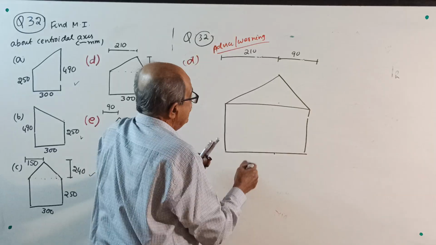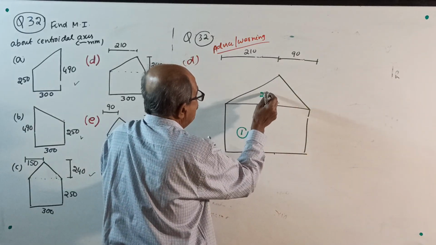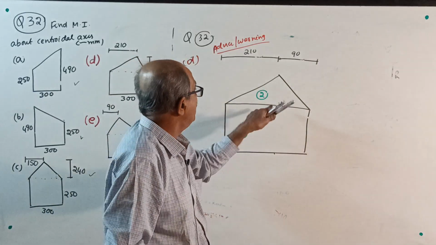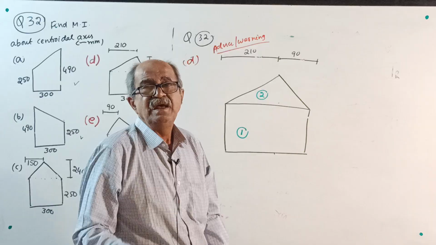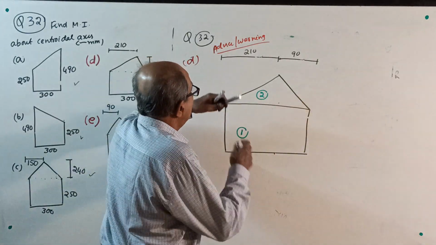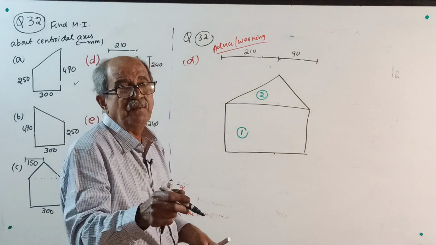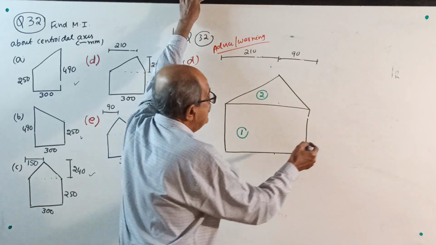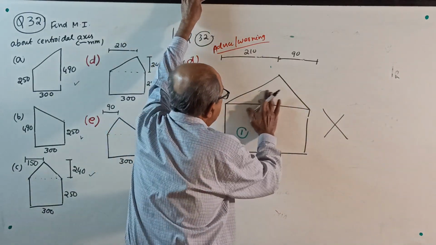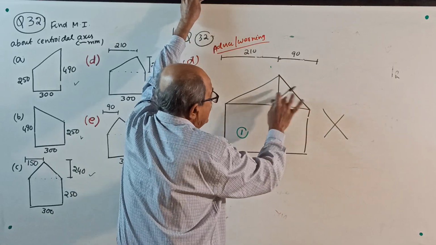You write here. If I take this as 1, and if I take full triangle as 2, you first write this way. If I take this way, there is a problem for moment of inertia, because problem is what? About the vertical axis. There is problem. You write this sketch. No, no, not this way. No. Therefore, we'll divide into two right angle triangles.